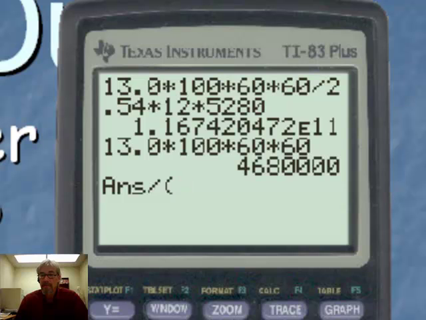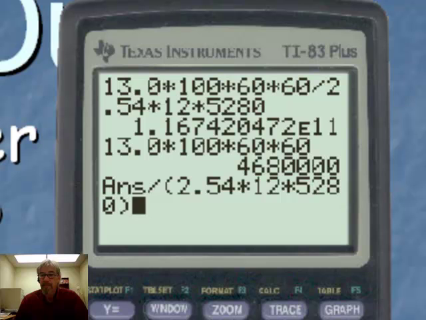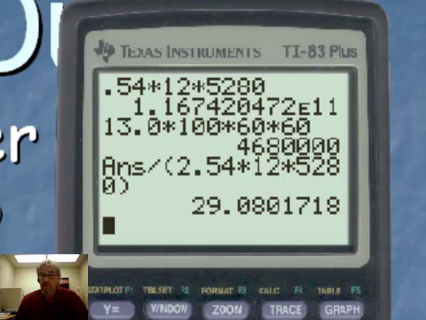So now I put in 2.54 times 12 times 5,280. Close my parenthesis, and then hit enter. Now you can see this answer is substantially different from the last answer. Instead of something times 10 to the 11th, I now just have something times 10 to the 1, basically. The answer to three significant figures is 29.1.